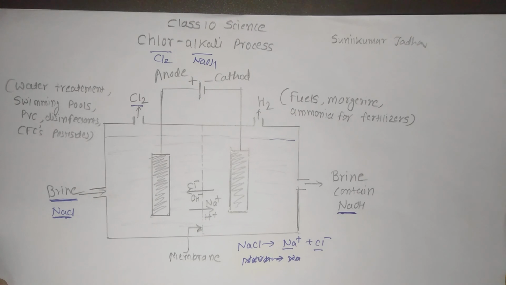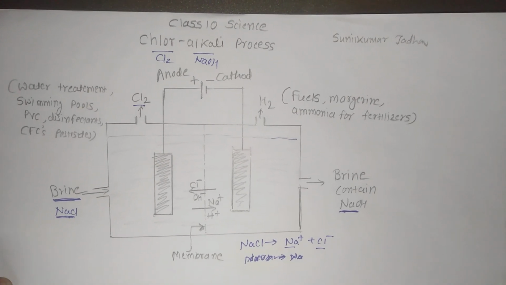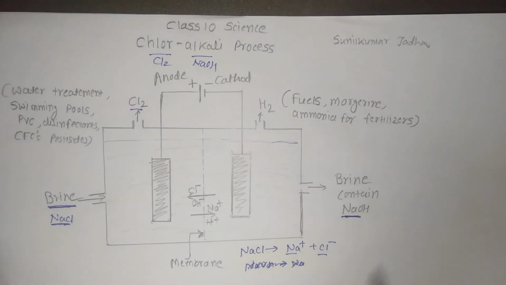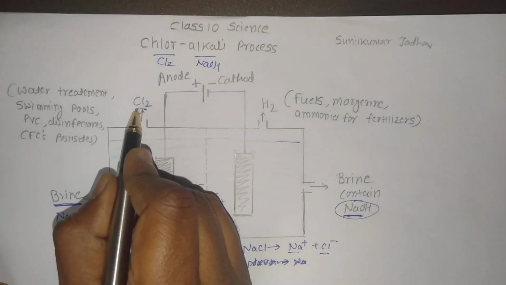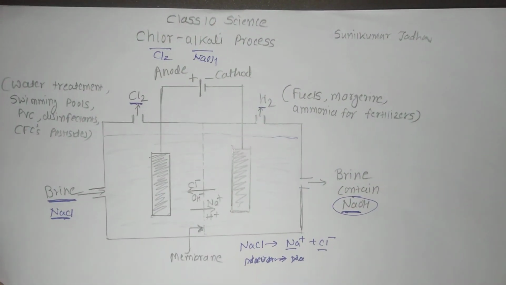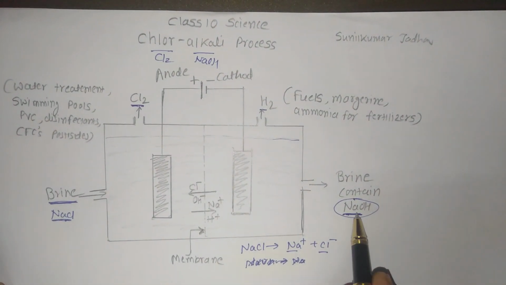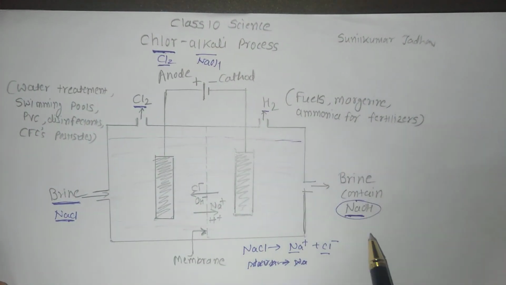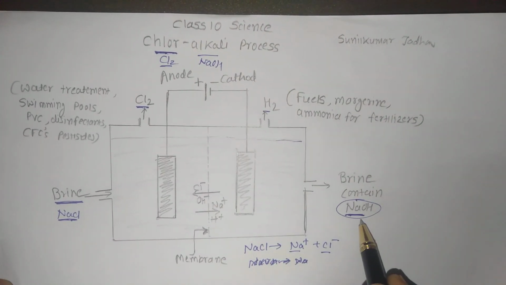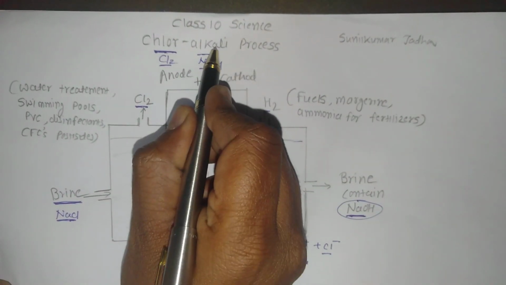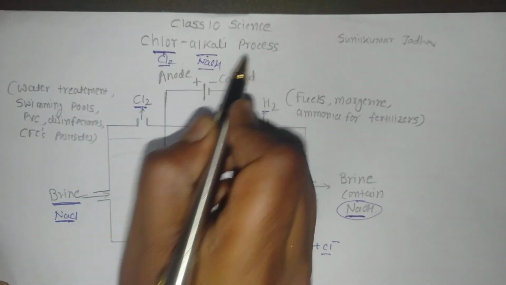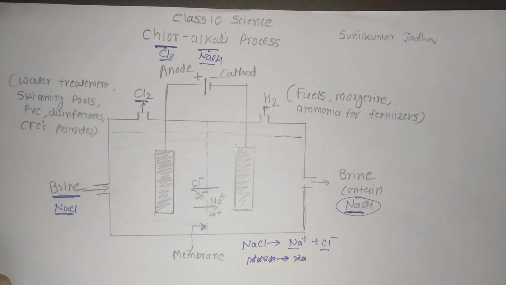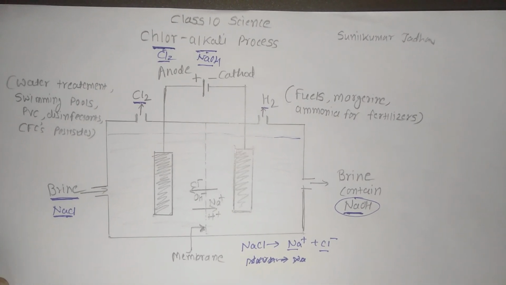When electricity is passed through an aqueous solution of sodium chloride, which is called brine, it decomposes to form sodium hydroxide, chlorine and hydrogen. These three products are obtained. Here two main products are to be focused on. One is chlorine; from chlorine it is taken as chlor, and from alkali, NaOH, sodium hydroxide, is called alkali. Hence it is called the chlor-alkali process. In this process, the products obtained are chlorine and alkali, that is sodium hydroxide.